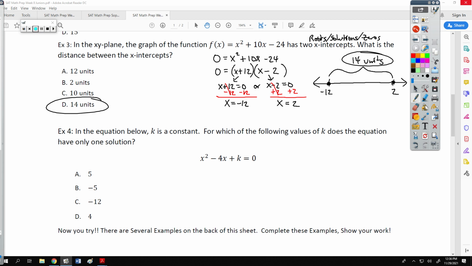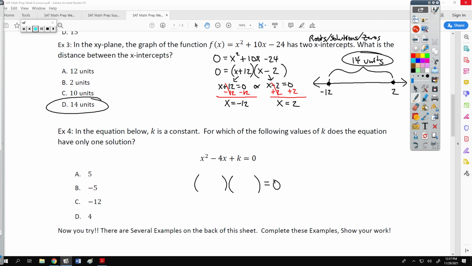Okay, example 4 is a bit of a stretch. It says in the equation below, k is a constant. For which of the following values of k does the equation have only one solution? Well, this is a very tricky question. This is basically asking you to plug in a number for k to create what is called a perfect square trinomial. That is, we want the k value that would lead to the same factor twice.